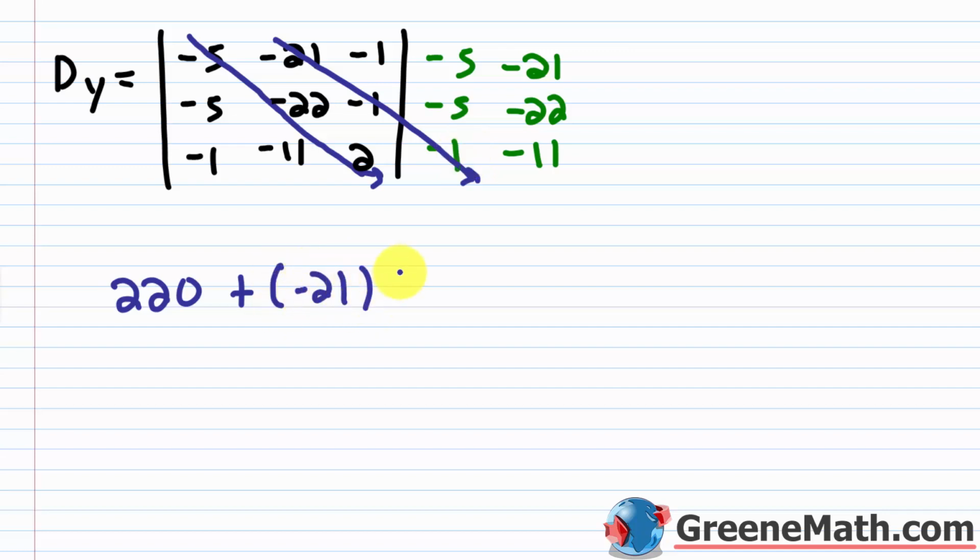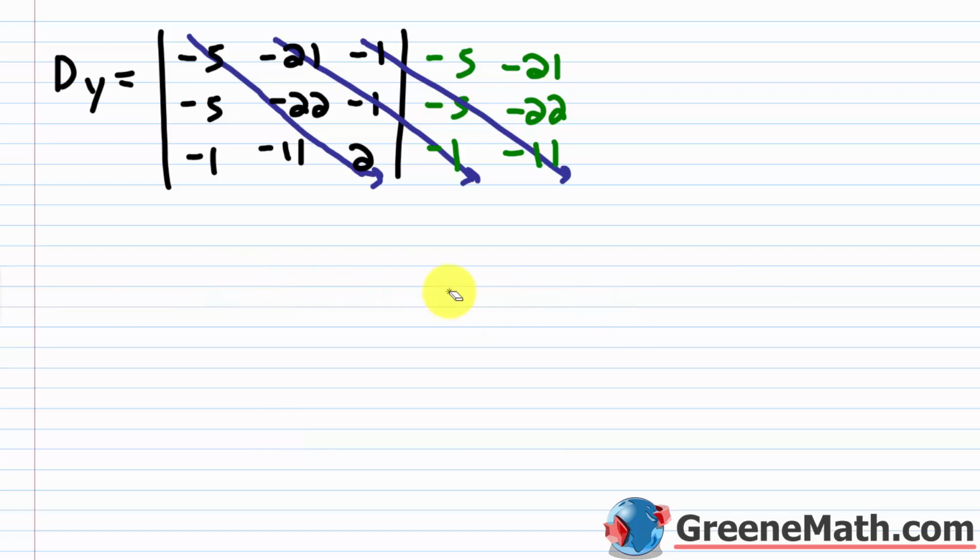Okay, and then plus, if I multiply down here, I know that's negative. I'll go ahead and put that in. And 5 times 11 is 55. So what is the sum of 220 plus negative 21? Well, that's 199. And then plus negative 55, that's 144. So the first part of this is going to be 144.